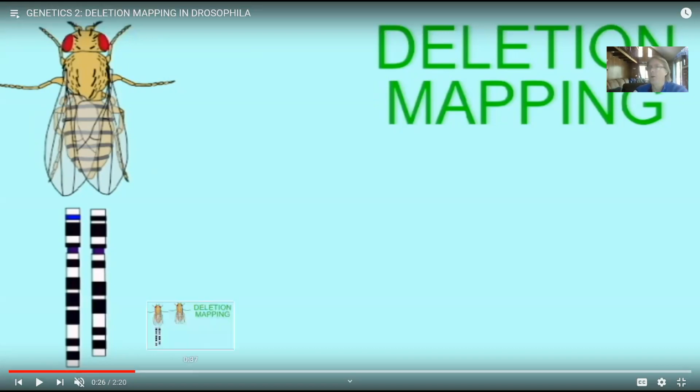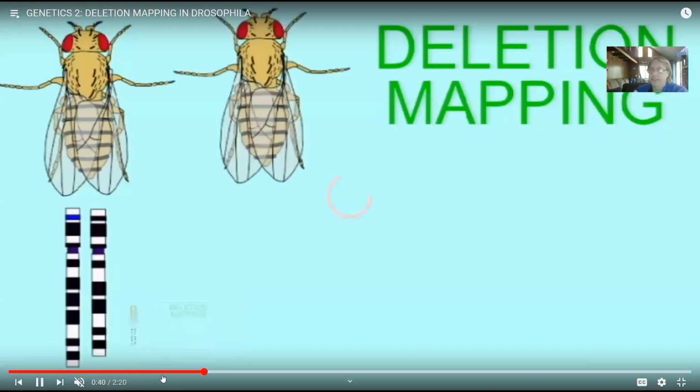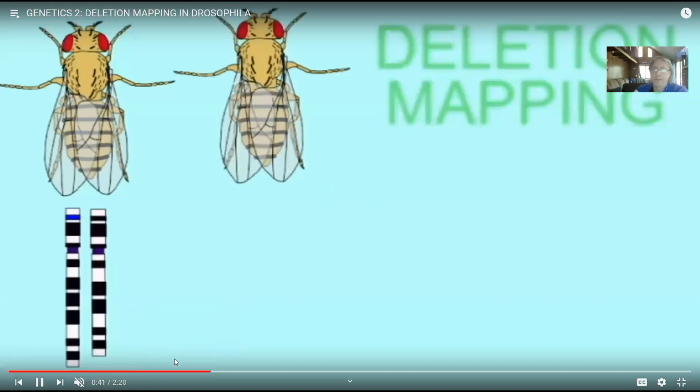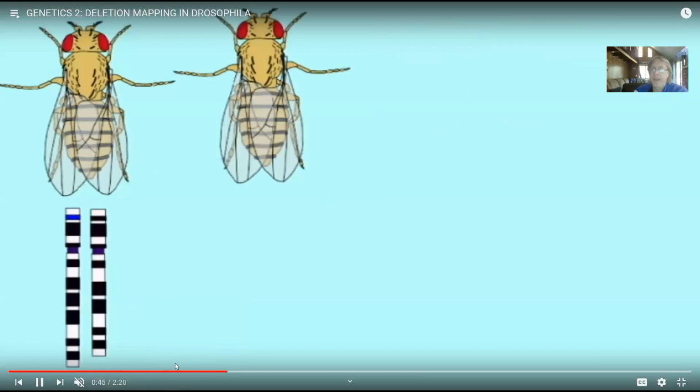But now we say, oh, okay, so we ruled that out. The gene isn't at that spot of the chromosome. Great, now let's order a second deletion stock with a deletion at a different point in the fly chromosome. And now let's try this again.